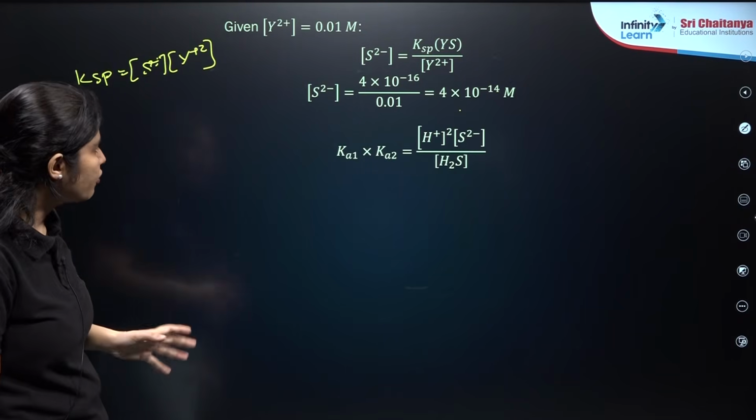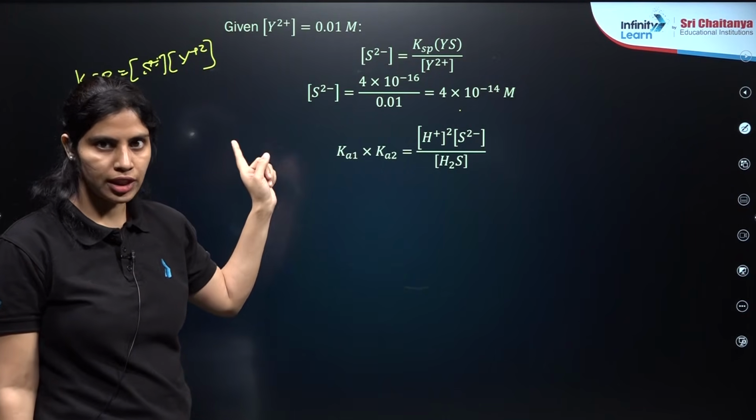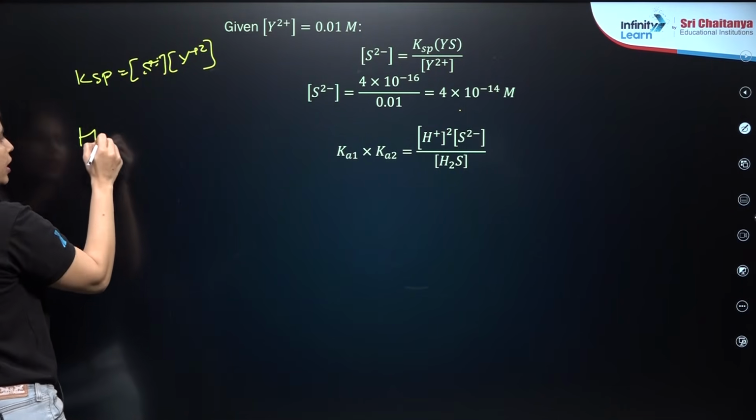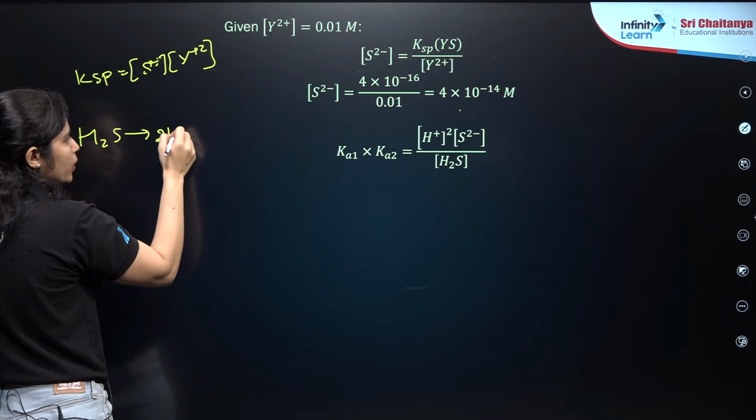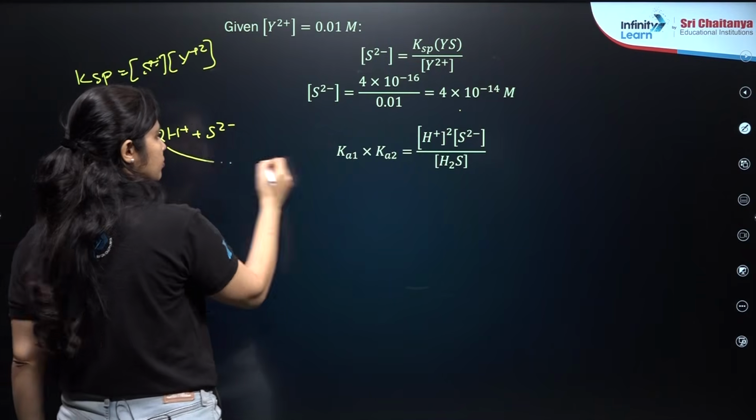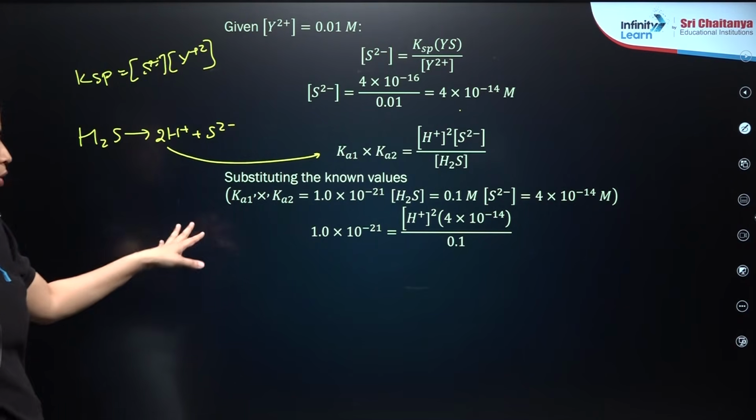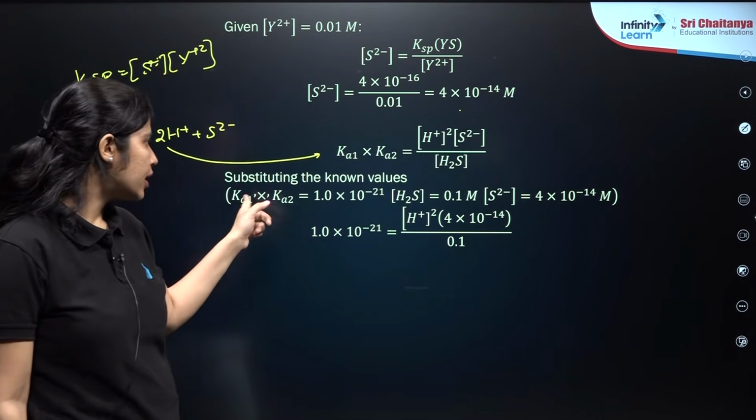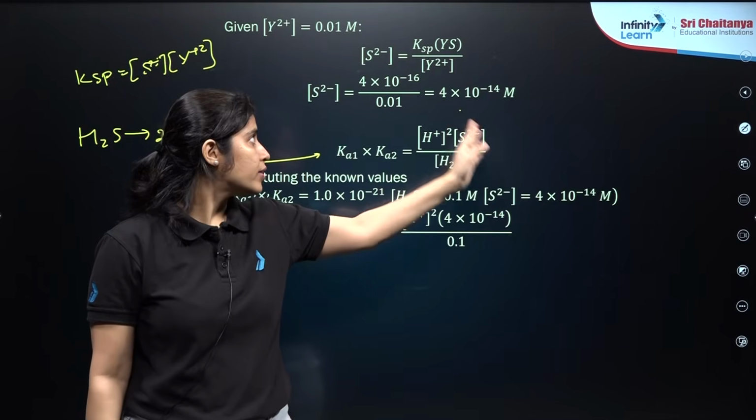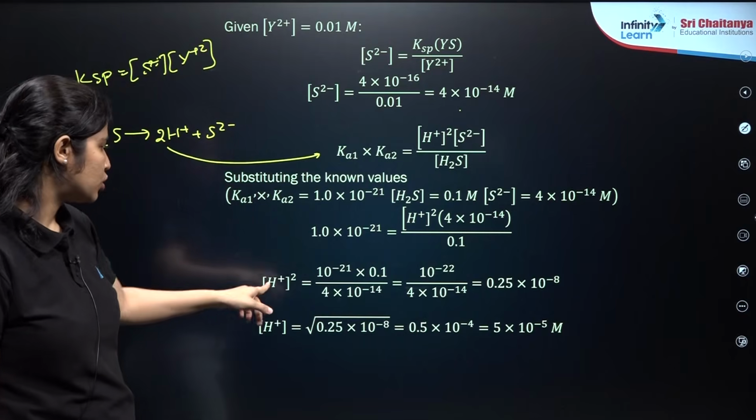After we do that, we are going to write down Ka1 and Ka2 for H2S. So H2S will dissociate into 2H plus and S2 minus. Let me write it down over here for extra clarity. For this equation, we have written the value. Next is substituting the values that are already given. The Ka1 and Ka2 values are given, the H2S concentration is given, S2 minus we have just found from here itself, and we can put in the values to calculate the concentration of H plus.